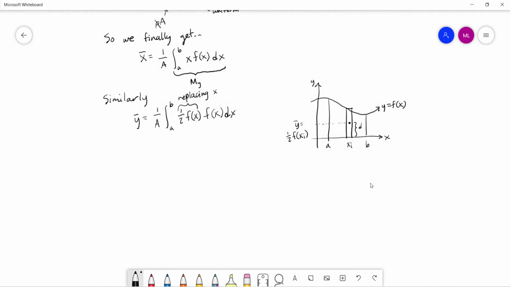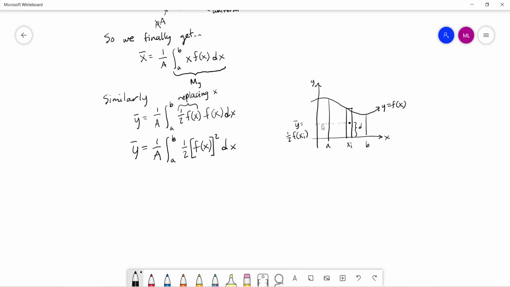So, keeping that in mind, we can simplify this to y bar equals 1 over a times the integral from a to b of 1/2 f of x squared, because it shows up twice, dx.